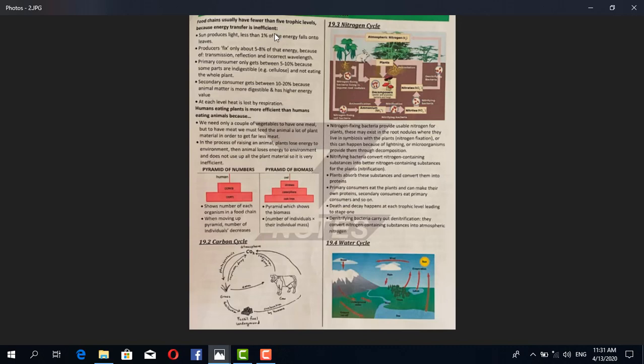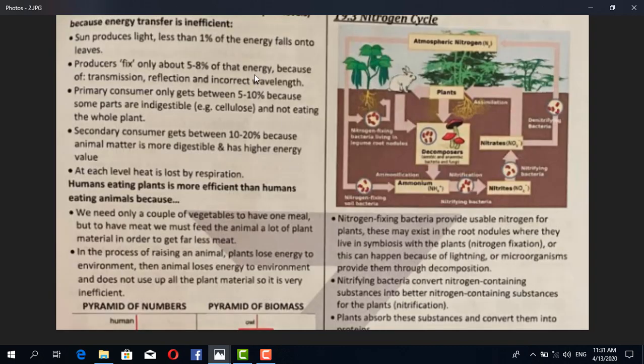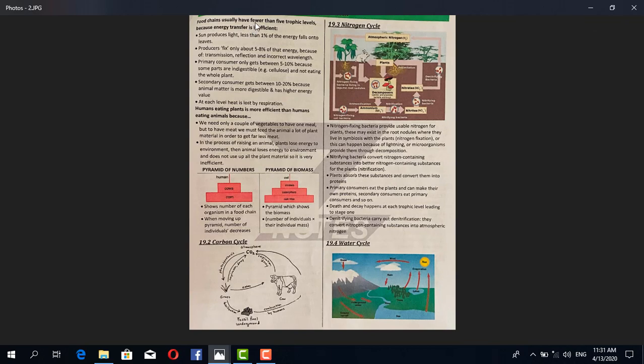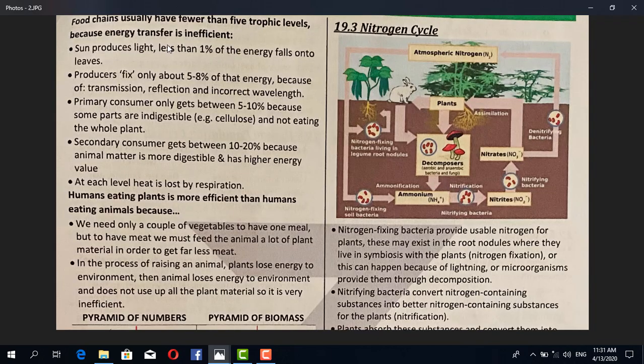The food chains usually have fewer than 5 trophic levels because energy transfer is inefficient. So it's just like max 4.